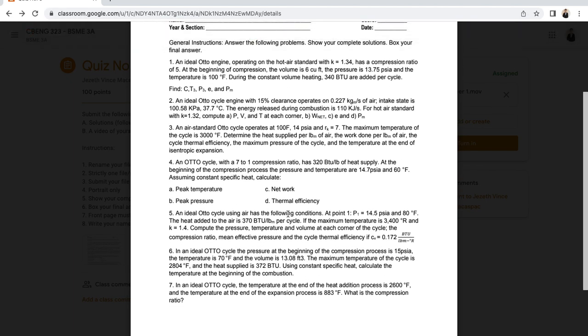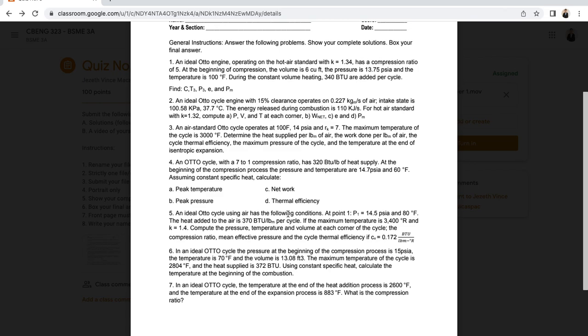For number 2, an ideal Otto cycle engine with 15% clearance operates on 0.227 kg mass per second of air. Intake state is 100.58 kPa, 37.7 degrees Celsius. The energy released during combustion is 110 kJ per second for hot air standard with k equal to 1.32.